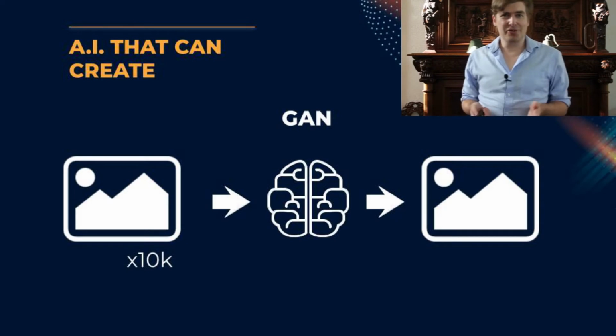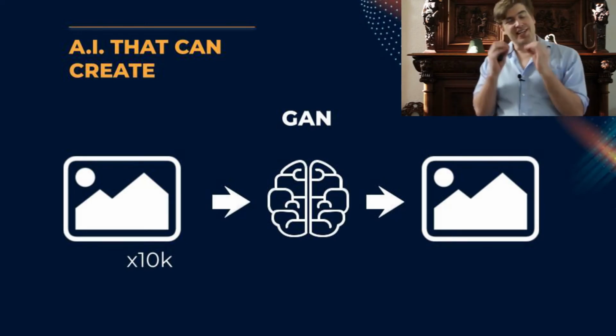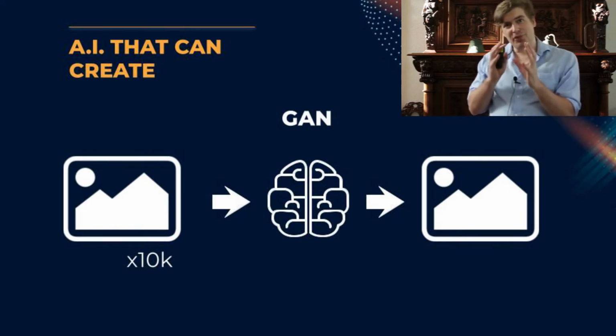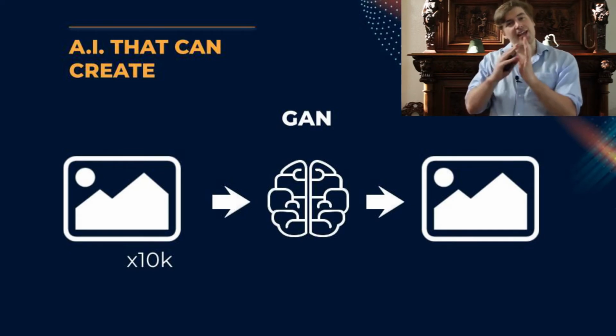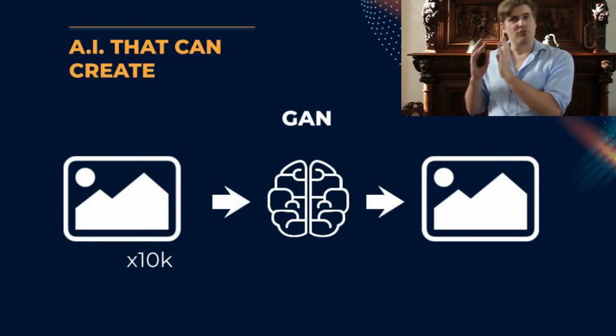Okay, so how would you use this in practice? You would take 10,000 images, you would put them through a generative adversarial network, and then on the other side, it would output images of whatever you put in.